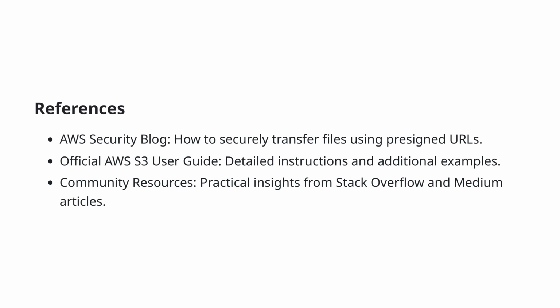On this slide, we've provided a list of references to deepen your understanding of using Presigned URLs securely. First, the AWS Security Blog offers a comprehensive guide on how to securely transfer files using Presigned URLs, an excellent resource for best practices. The official AWS S3 user guide provides detailed instructions and additional examples that can help you implement these practices effectively. Additionally, community resources like Stack Overflow and Medium articles can provide practical insights from real-world scenarios shared by other users. Exploring these resources will enhance your ability to securely share data and stay informed about the latest recommendations and updates in the industry.